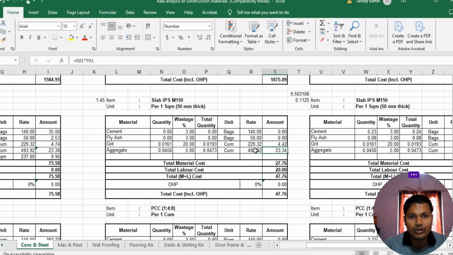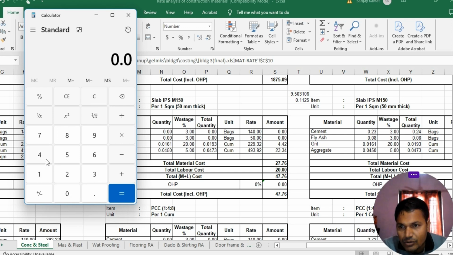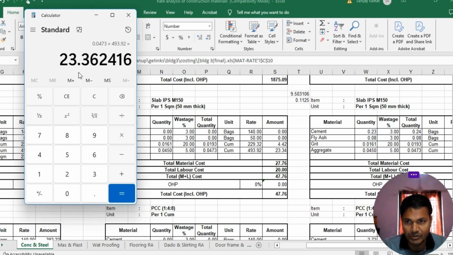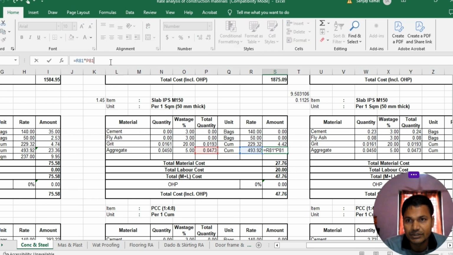So once we get the rate of material and the total quantity of the material, then we can multiply. So let's multiply and see how much it is coming. Total quantity is 0.0473 into 493.92. Okay, so this much it is coming: 23.36. So this value, 23.34 not 34, 23.36. So the accurate value we have to write.